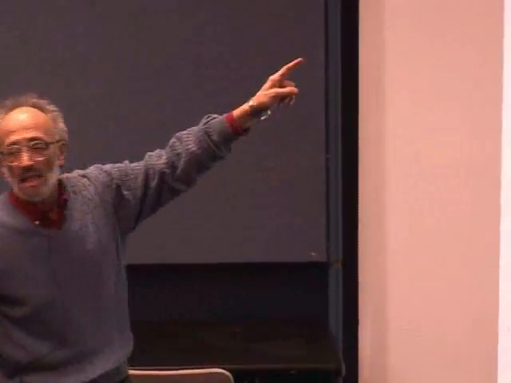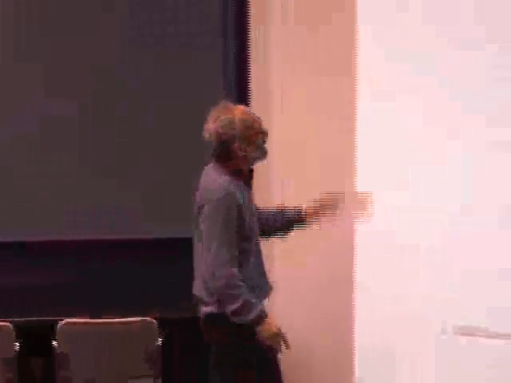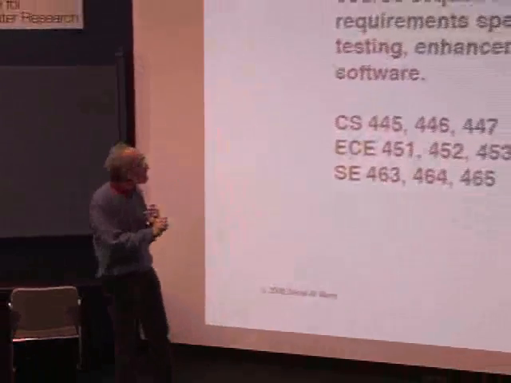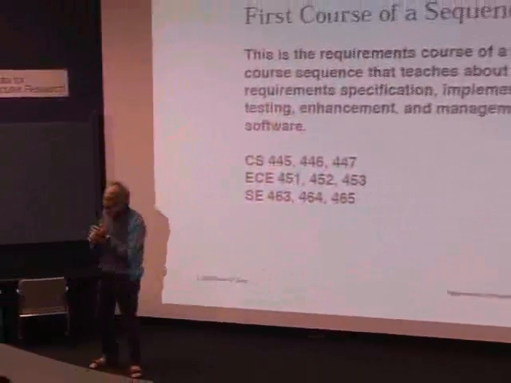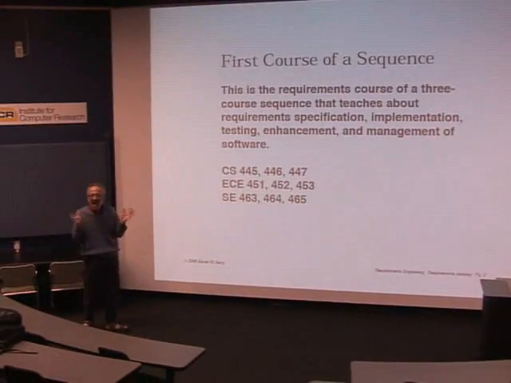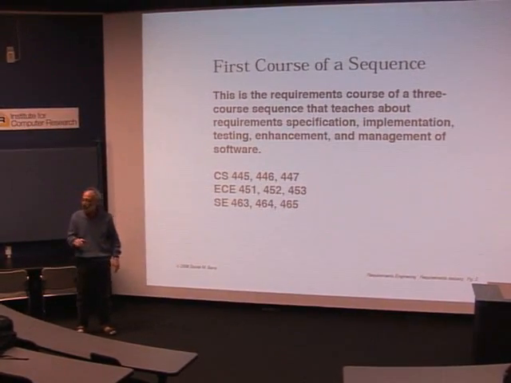I'm going to be talking about two courses. The first is CS 445, Software Requirement and Specification. It's the first course of a sequence. It's the requirement course of a three-course sequence that teaches about requirement specification, implementation, testing, enhancement, and management of software.